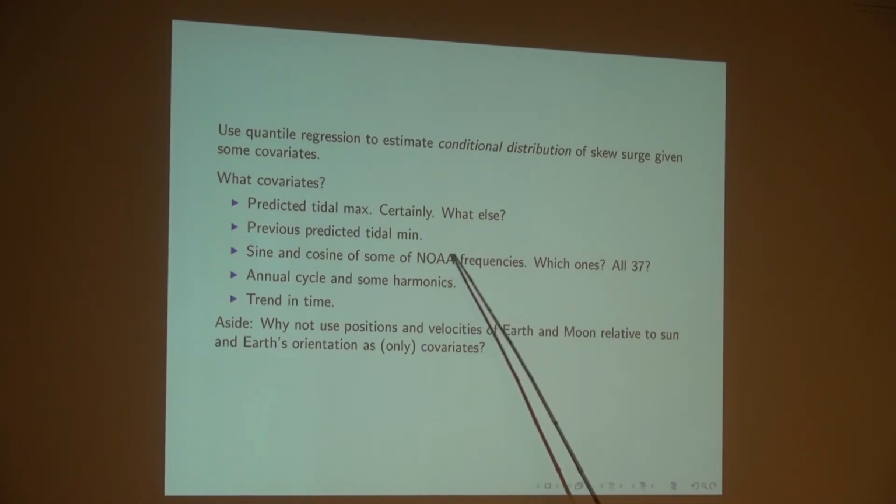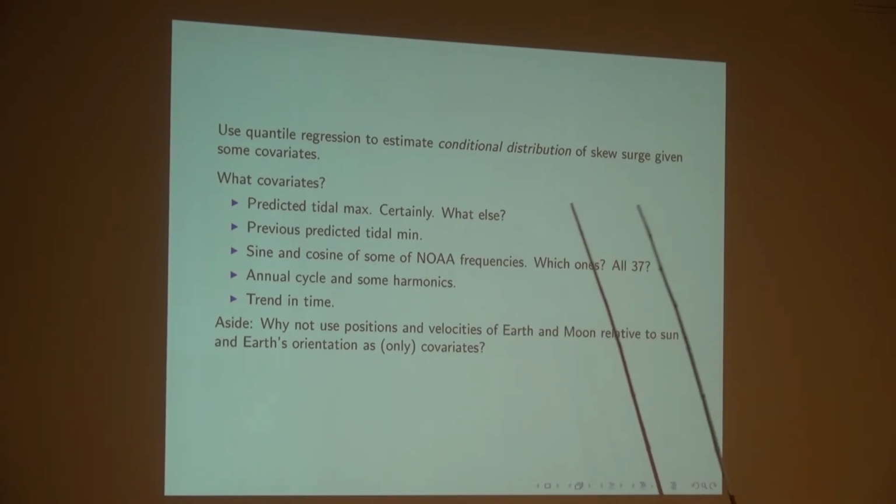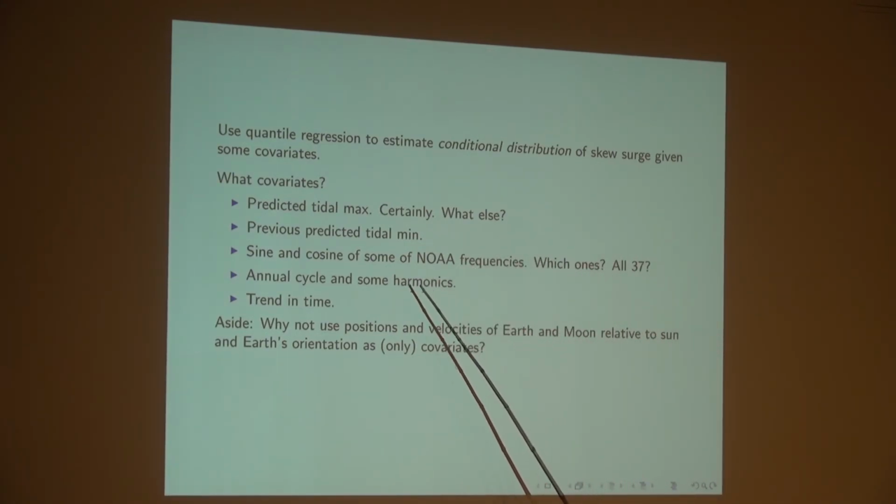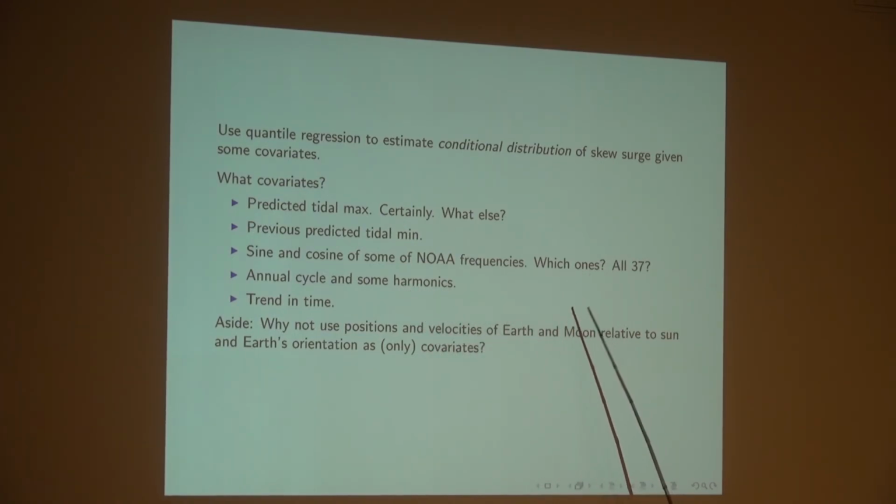I'm going to try to refit some of these frequencies. So I decided to pick the first four. I could try to tell you more about why. I specifically wanted, annual cycles are definitely in the NOAA frequencies, but I didn't believe they had them right, so I put in some annual frequencies and harmonics. And I also put in a linear trend in time, which is not contained in the NOAA predicted tides.